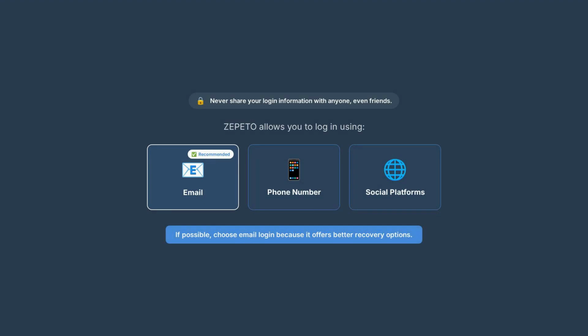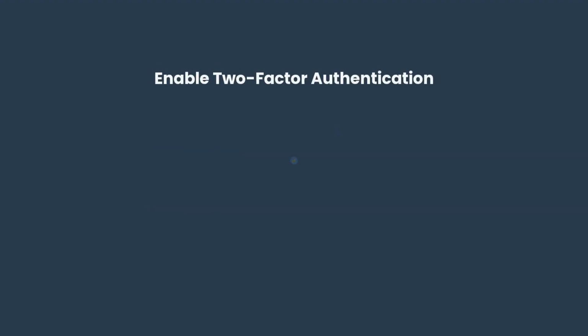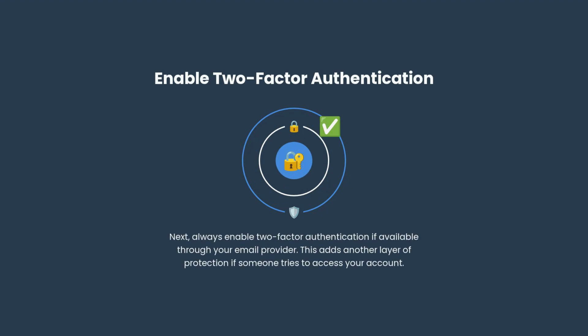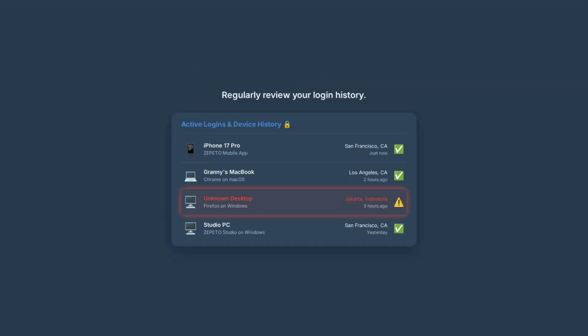ZEPETO allows you to log in using your email, phone number, or social platforms. If possible, choose email login because it offers better recovery options. Next, always enable two-factor authentication if available through your email provider. This adds another layer of protection if someone tries to access your account. You should always regularly review your login history and make sure no unknown devices are signed in.